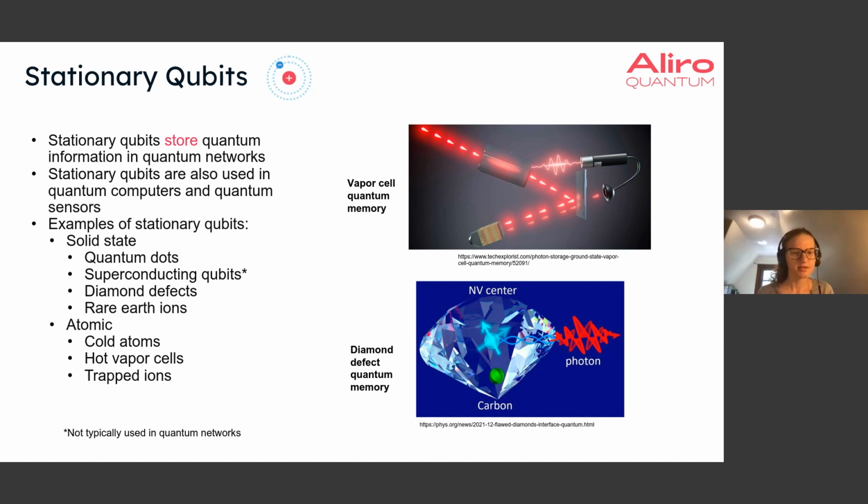And some examples of stationary qubits, again, in the solid state, these include quantum dots, superconducting qubits. So there's an asterisk on the superconducting qubits. These are not typically used currently in quantum networks. They have a short coherence time, or basically time before the noise will destroy the quantum state. And this time is only around 100 microseconds, even with special noise reduction techniques applied.